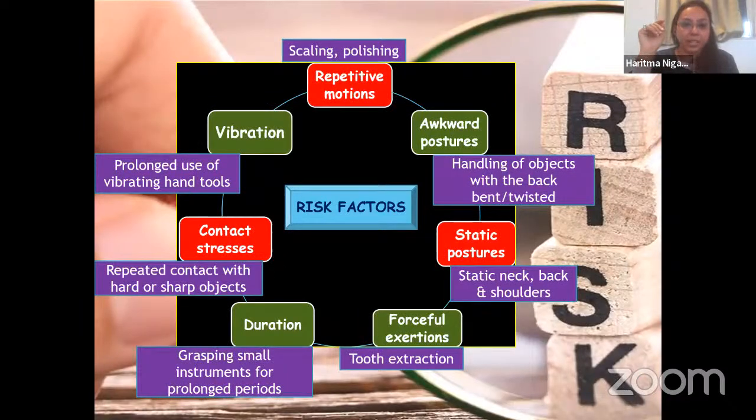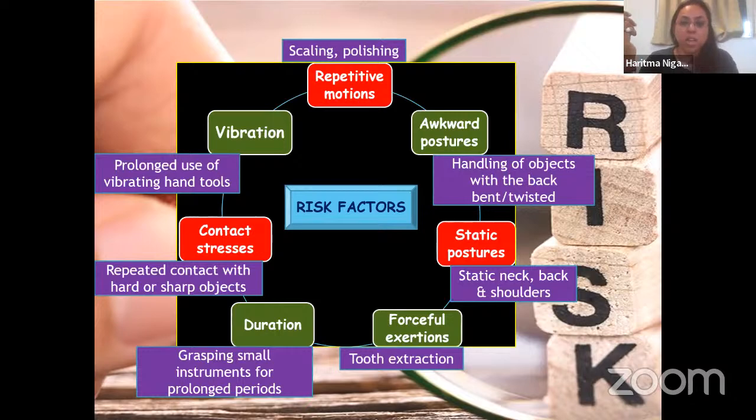These are certain risk factors, such as repetitive motions, awkward postures, static postures, forceful exertions, duration, contact stresses, and vibration, which are seen during dental procedures. Repetitive motions, such as while doing scaling or polishing. And awkward postures, such as handling an object with back bent or twisted, which we usually see if we want some instrument from the trolley. Instead of pulling the trolley towards ourselves, we bend our back. That is actually harmful for the clinician.